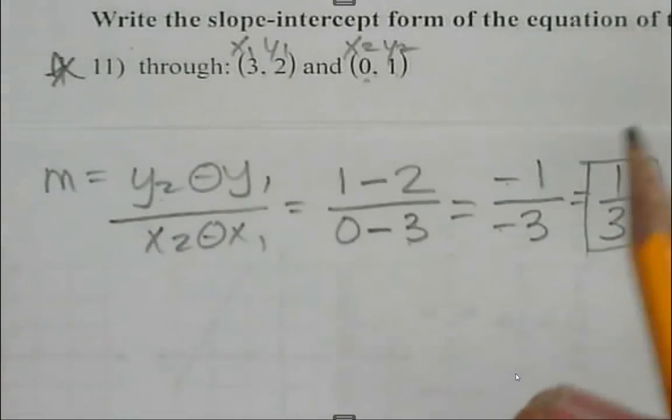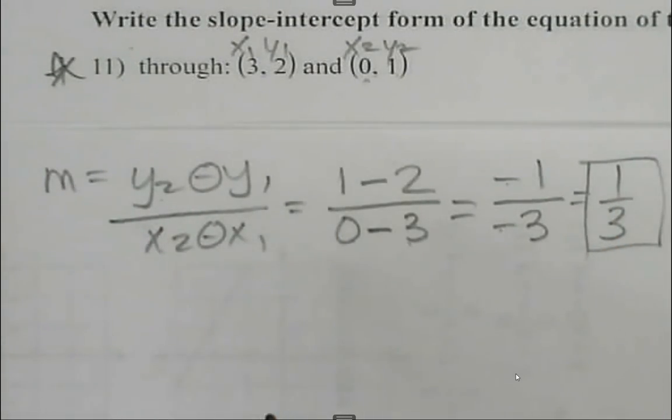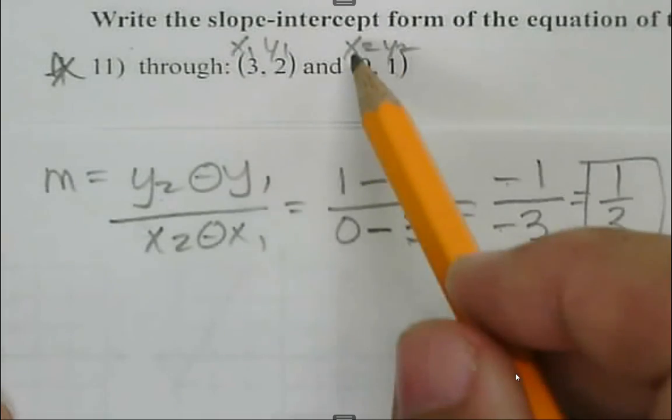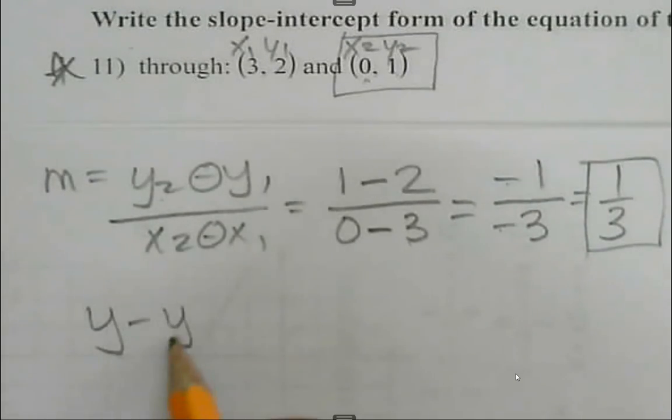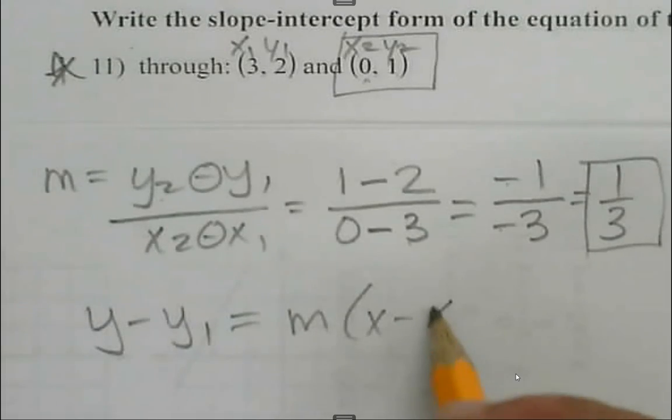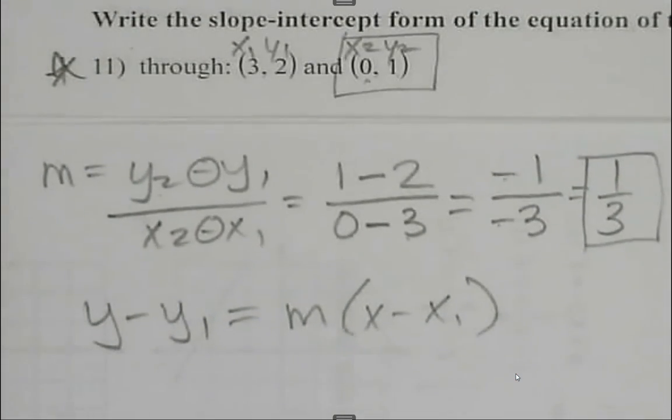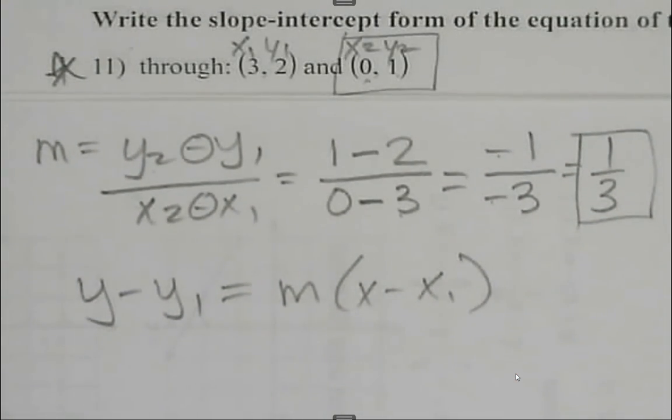Now again, I can choose either one of these points I want. I'm going to give you a little bit of a hint. Anytime you see a 0 in one of your points, I would highly encourage you to use that point because you know something is going to cancel, something's going to go away. Okay? So now we're going to go right back to our point slope form, y minus y1 equals m times x minus x1. Okay, now we're going to substitute in our values.